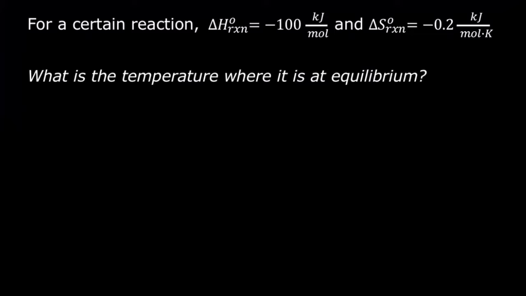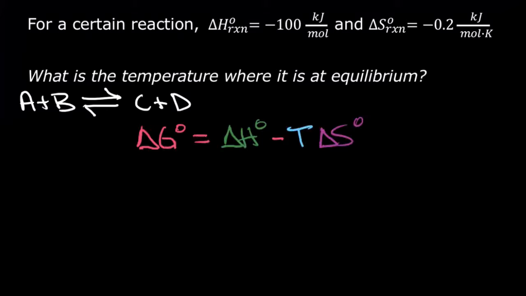So now we have the same reaction. Let's find the temperature at which it's at equilibrium, when A plus B going to C plus D has the same rate going forward and backwards, so there's no change overall in reactants and products. Again, we start with our Gibbs free energy version of the second law of thermodynamics. And the key here is that, remember, at equilibrium, delta G equals 0.